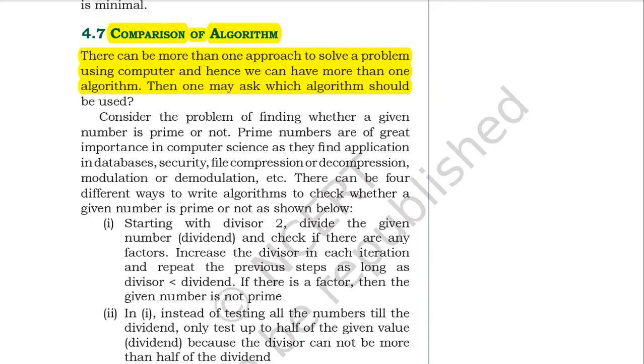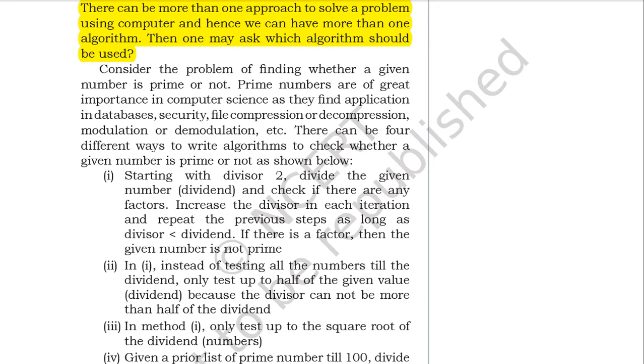Then one may ask, which algorithm should be used? If I have more than one option, which option should be taken? This is the main point. So we have to compare those options, and the relevant one should be taken. Here, consider the problem of finding whether a given number is prime or not. Prime numbers are of great importance in computer science as they find application in databases, security, file compression or decompression, modulation or demodulation, etc.